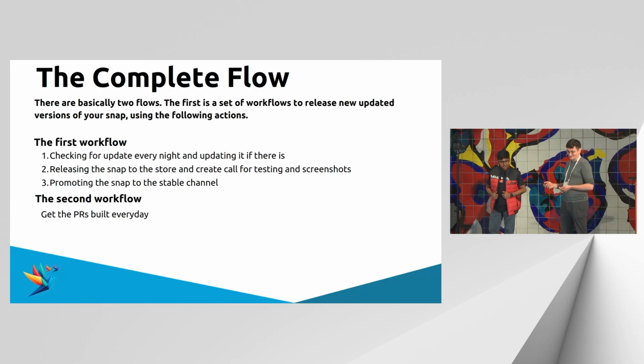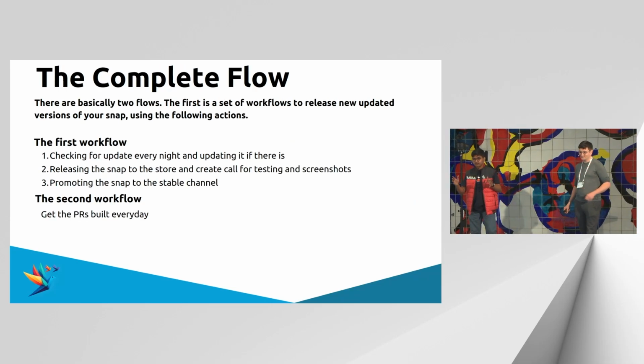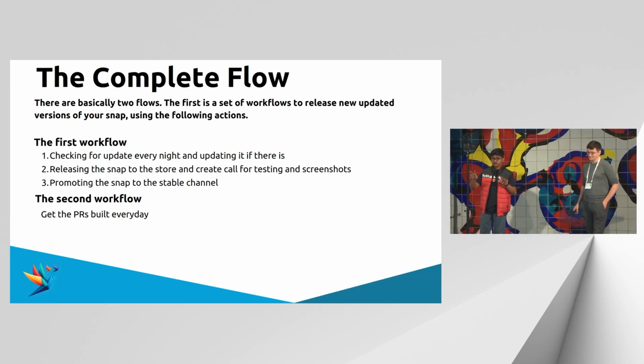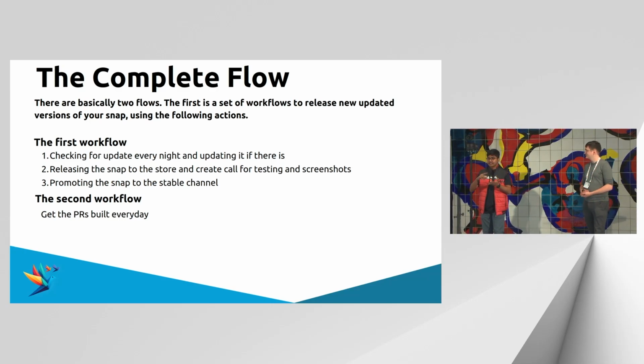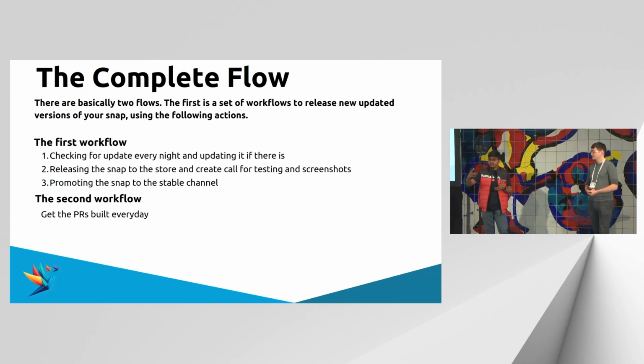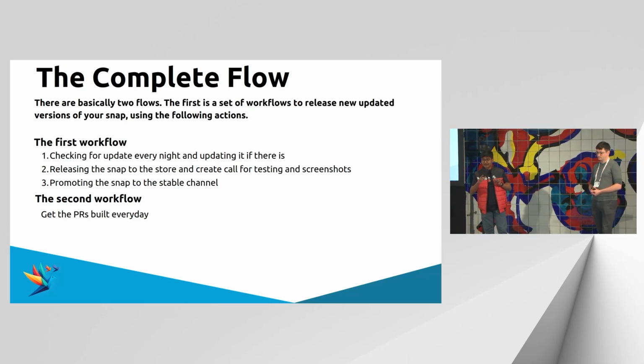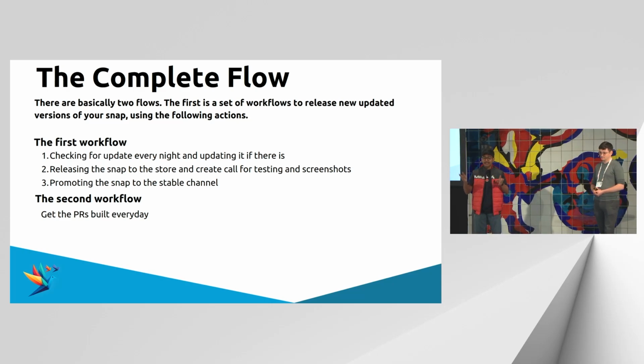Okay, let's go. So this is the complete flow of our workflow. We have two separate workflows. The first one regularly checks for updates in the snap projects. They update them, they release them to the snap store directly, and then of course take screenshots by running them in the GitHub runners directly, and then create a call for testing in the GitHub repos, where the issues will be listed, how to test it, how to promote it to stable. And then the last step is promoting the snaps to the stable channel so that everyone can use it.